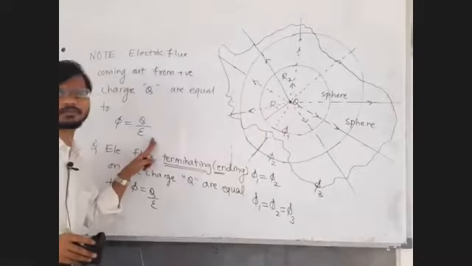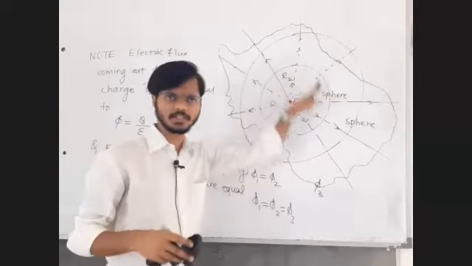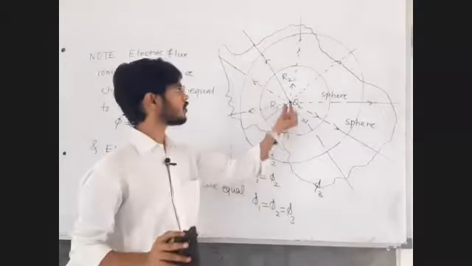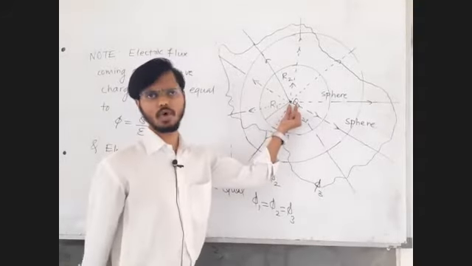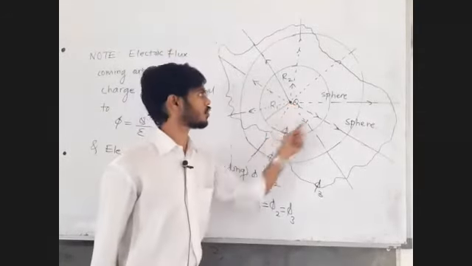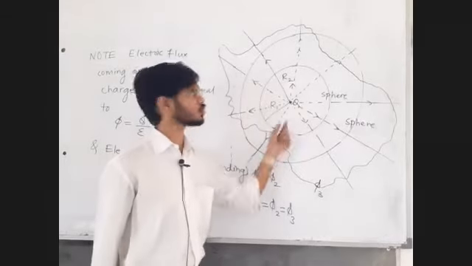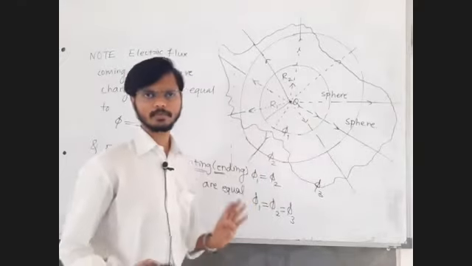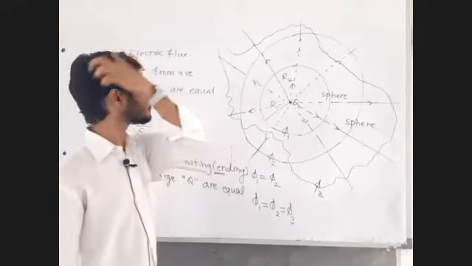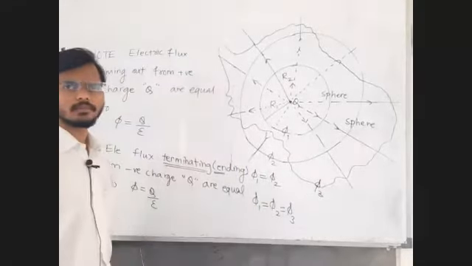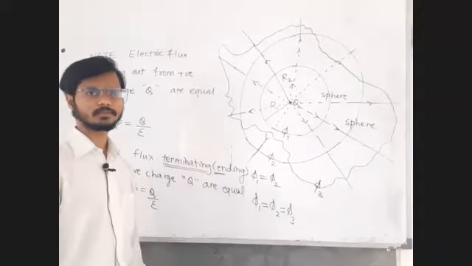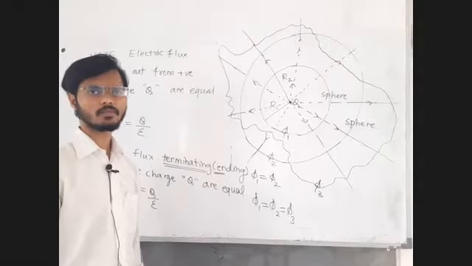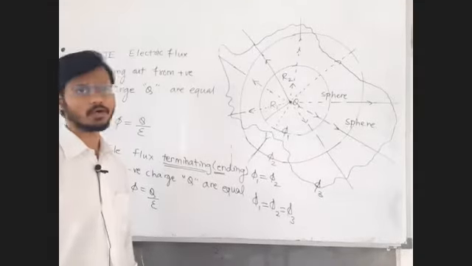What is the value of flux emitted by this charge Q? Q upon epsilon. If this charge Q is enclosed by your surface, then those flux lines are going to cross your surface. So flux emitted is equal to Q upon epsilon, and since this charge is enclosed by your surface, those emitted flux lines are going to cross it. Getting it? Reply in the chat box, yes or no. Good, fine.